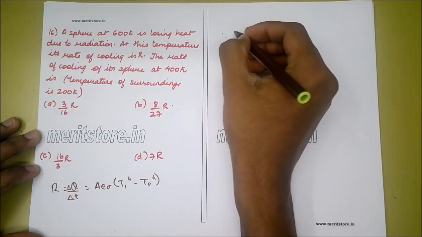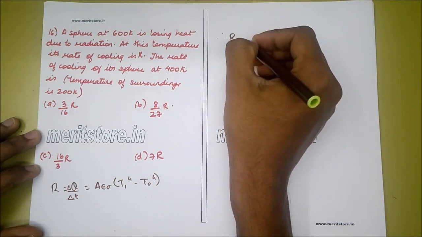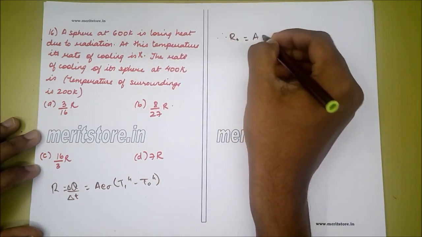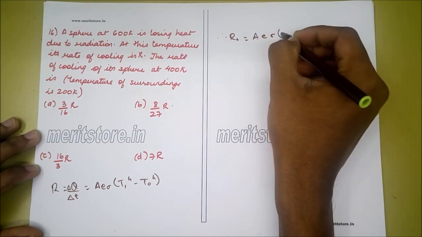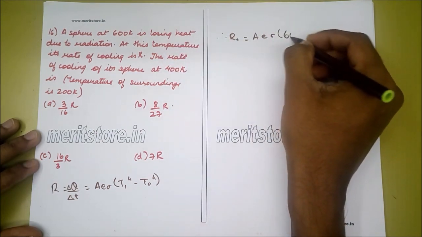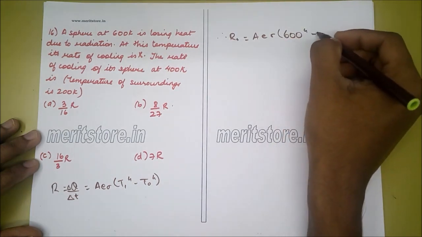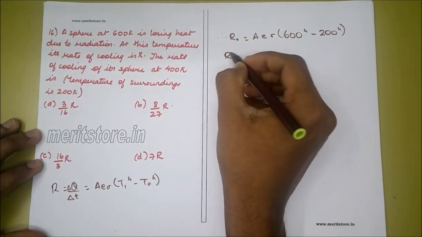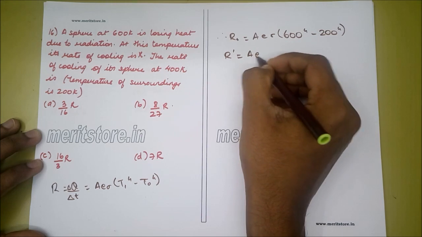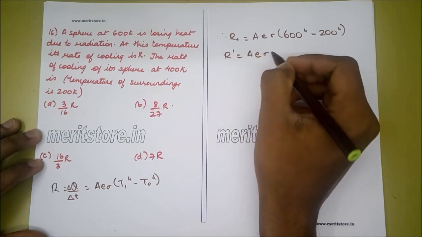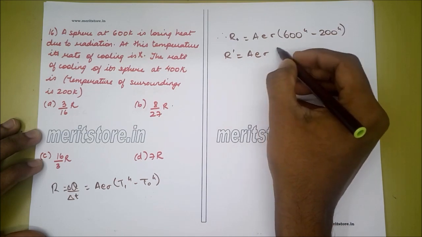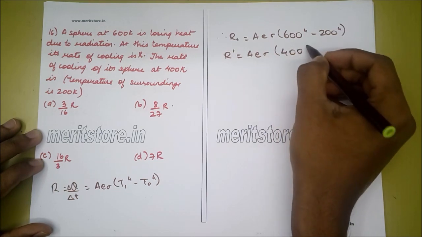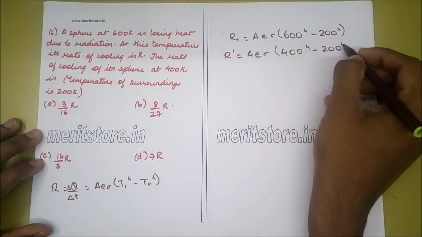So for the first case, R as given would be A E sigma into 600 raised to 4 minus 200 raised to 4. And let's consider the second case, R dash would again be A E sigma, since the object isn't changing. So the only change would be the temperature, and now it is 400 Kelvin. So 400 raised to 4 minus 200 raised to 4.